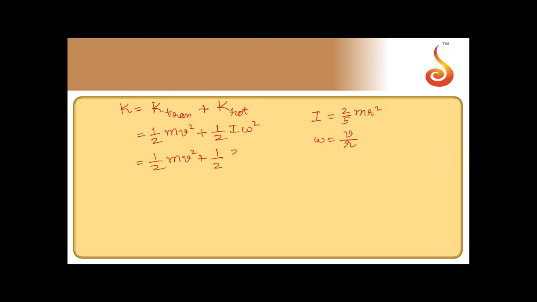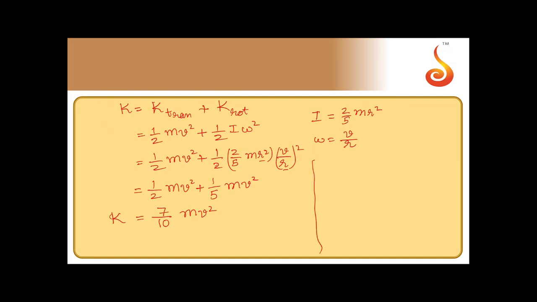So this will turn out to be 2 by 5 mr square into v by r whole square. So this turns out to be half mv square plus r square get cancelled, 2 get cancelled, you will get 1 by 5 mv square. So that turns out to be 10 will be LCM. So 5 plus 2, that is 7. 7 by 10 mv square. This is what total kinetic energy.